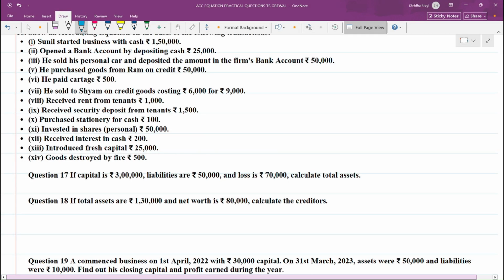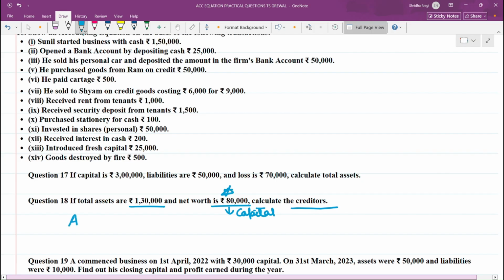Question number 18. If total assets are 1,30,000 and net worth is 80,000, calculate the creditors. What do you mean by net worth? Net worth means capital. Net worth is another name for capital. So this is a new thing that you have learned.